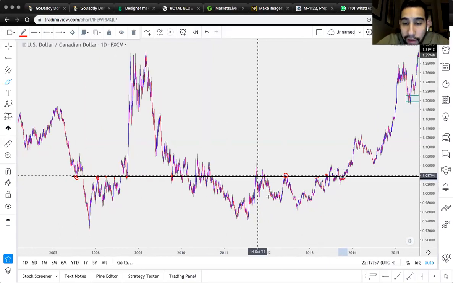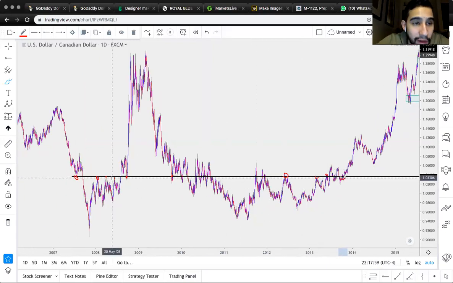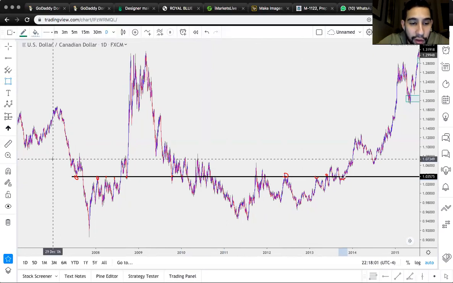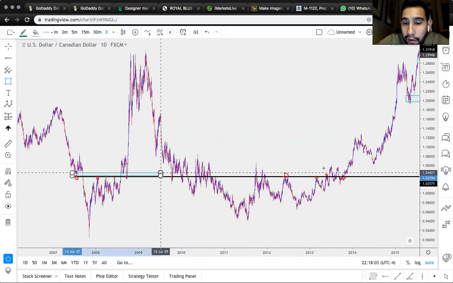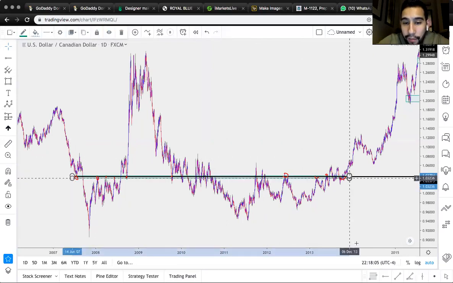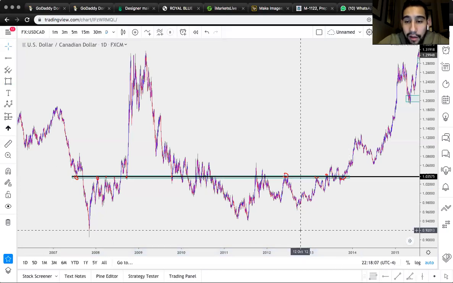However, you can see how it's not always super perfect, and that's why every time we're going to find support and resistance, we find it as a zone. It's going to be a zone that we mark. You see? It's kind of like a zone that we mark.